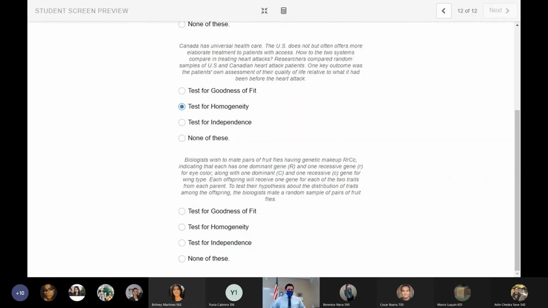To test our hypothesis about the distribution of traits among the offspring, biologists mate a random sample of pairs of fruit flies. So we have a single population and a single variable. And the variable is the distribution of traits. Right? We're checking the traits, and the traits can be like they get the 2 dominant genes and they get those 2 traits. You know, so we're kind of considering the 2 traits as a single variable for each fly. Right? And so this is a test for goodness of fit.